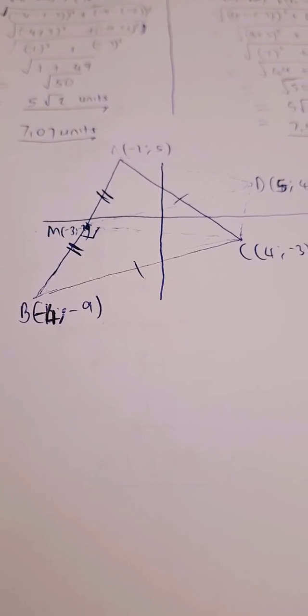Okay. Yeah, half base times height for triangle CMB would be an appropriate one. Half base times height for triangle CMB. Then you double it and you get the entire.